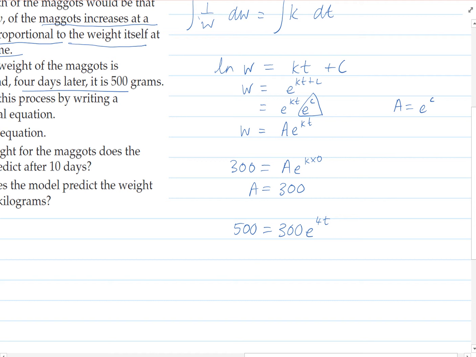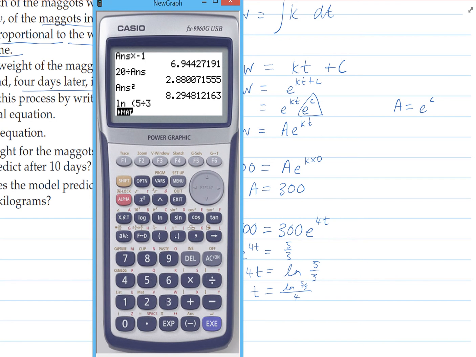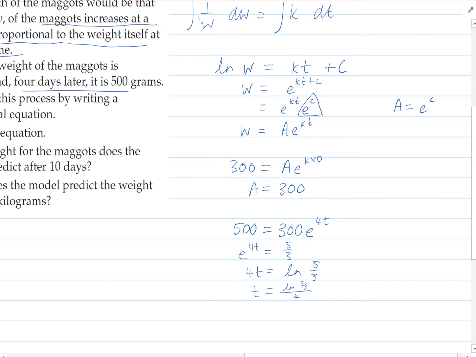Dividing both sides by 300, we've got e to the 4k equals 5 over 3, and so 4k is equal to natural log of 5 over 3. And so k is equal to natural log of 5 over 3 divided by 4. So we need a calculator for that. Natural log of 5 over 3 divided by 4 is 0.128. Sorry, that shouldn't be t, that should be k that we're solving for there. So k is equal to 0.128. Even though we're using this abbreviated version, we'll continue to use the exact version in our calculator.